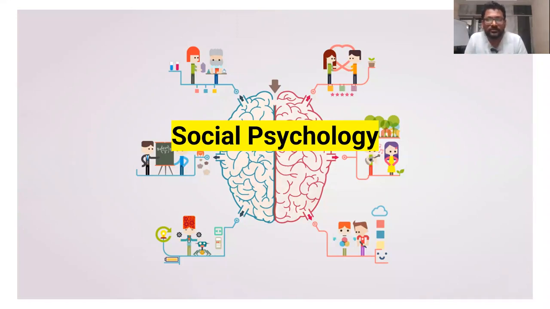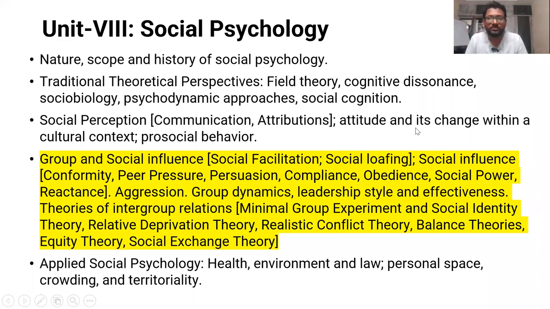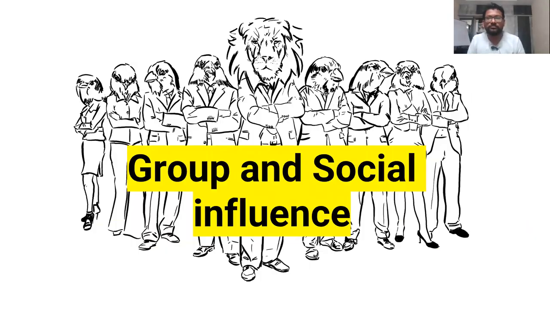So today we are going to see the fourth sub unit, that is groups and social influence. Within social influence, how conformity actually takes place and how this shapes individual behavior, we'll try to understand in today's class. So, groups and social influence. First of all, let's understand what is social influence.